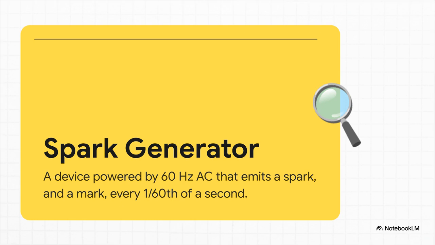It's plugged into a normal wall socket, which provides alternating current at 60 Hertz. Now, what that means for us is that this thing can shoot out a tiny spark exactly 60 times every second. Every spark leaves a little mark on our paper, which means we have a timestamp every 60th of a second. It's an absolutely brilliant way to time something that falls so fast.